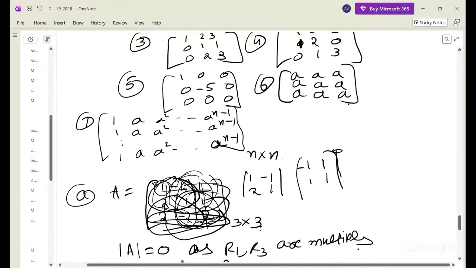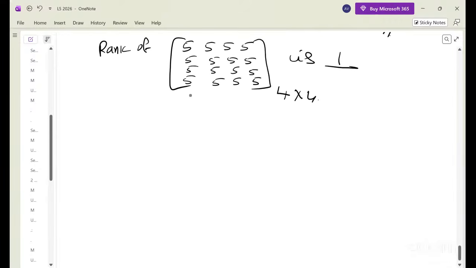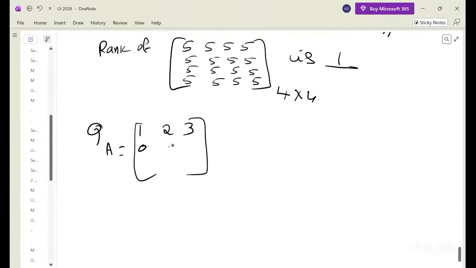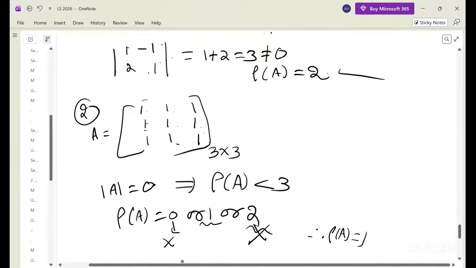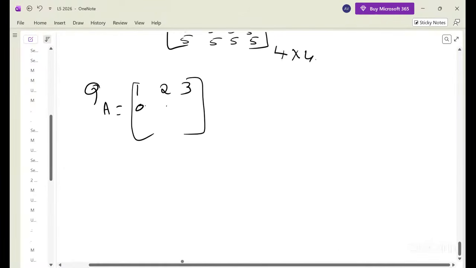Next. Let us go for the third question. 1, 2, 3; 0, 1, 1; 0, 2, 3. Rank 3, madam. Let us see. What is the question? Can you tell me? 1, 2, 3; 0, 1, 1; 0, 2, 3.